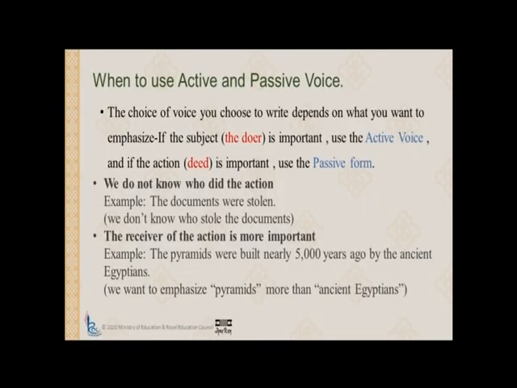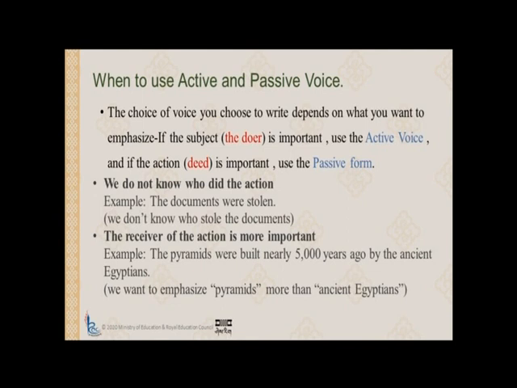Then the second is we use passive voice when we do not know who did the action. Let's see the example. The documents were stolen. When we say the documents were stolen, we don't know who stole the documents. And we are not interested in who stole the documents, but the emphasis, the focus here is on the documents being stolen. In such cases, we use passive voice.